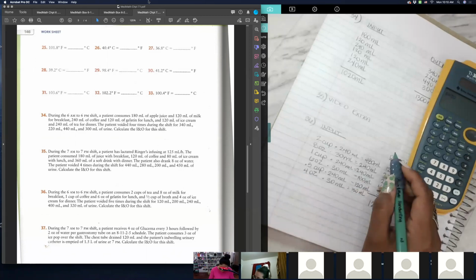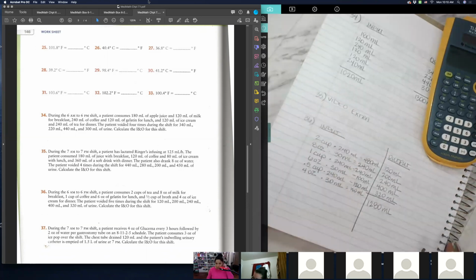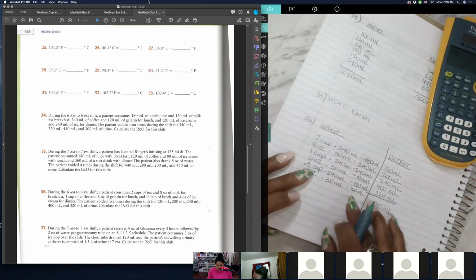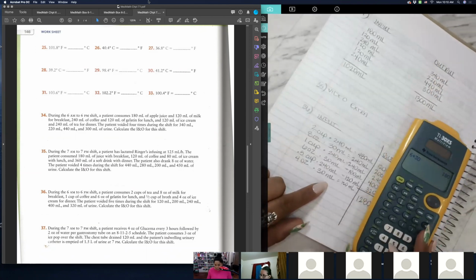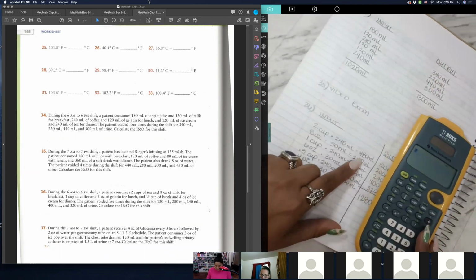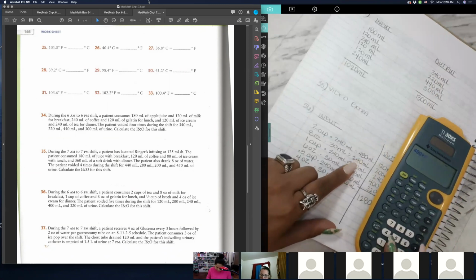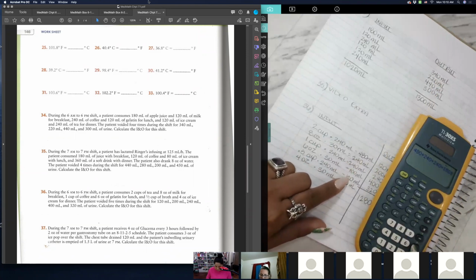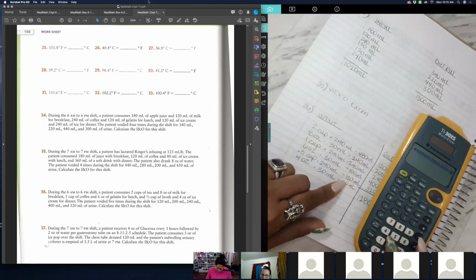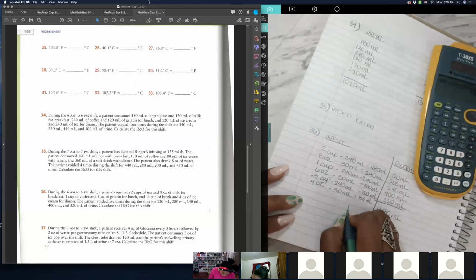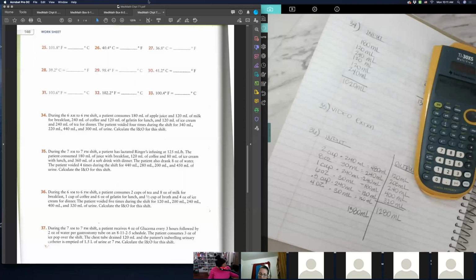So now all of your units are in milliliters. So now you can go ahead and add them together. So that's going to be 480 plus 240 plus 240 plus 180. Oh, I typed that in wrong. 480 plus 240 plus 240 plus 180 plus 120 plus 120 gives me 1380 milliliters. And that's it.